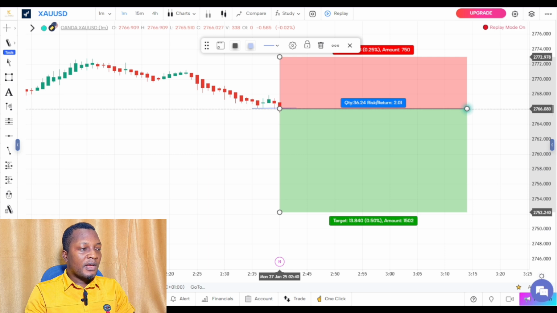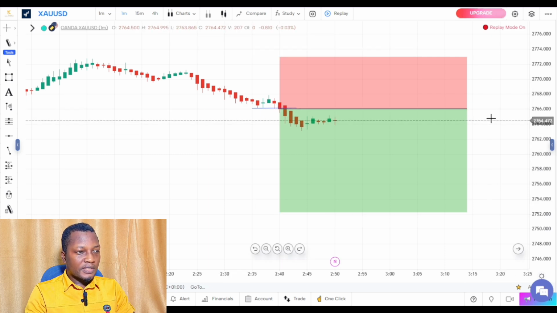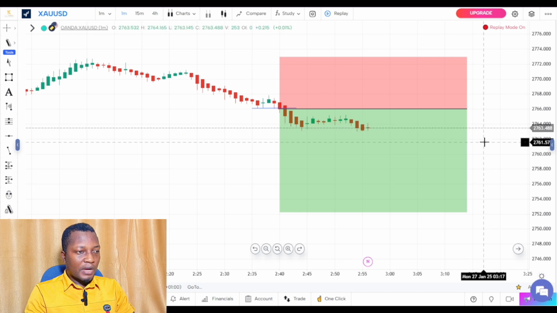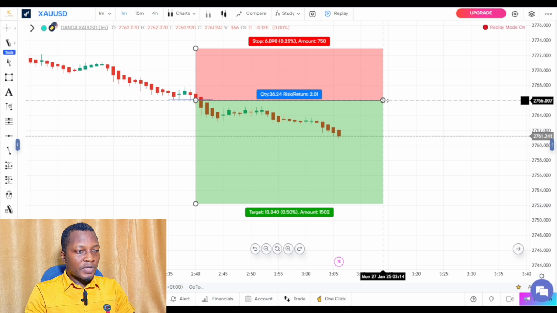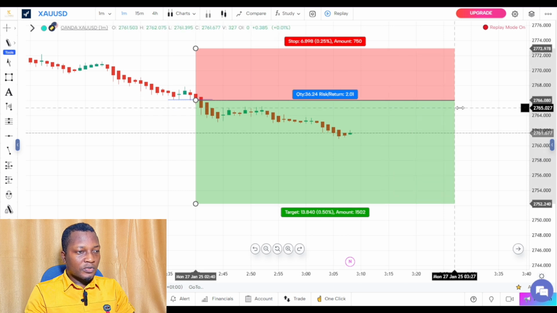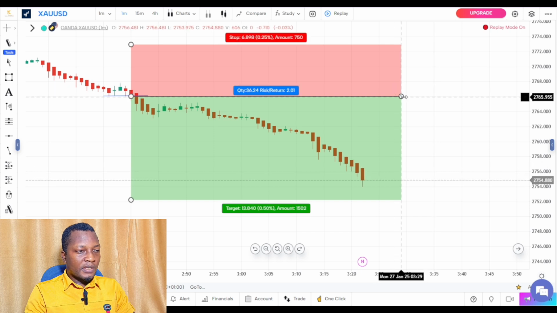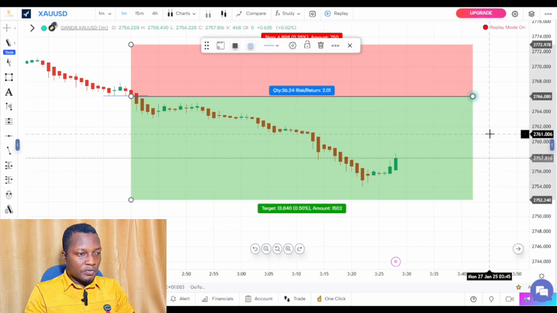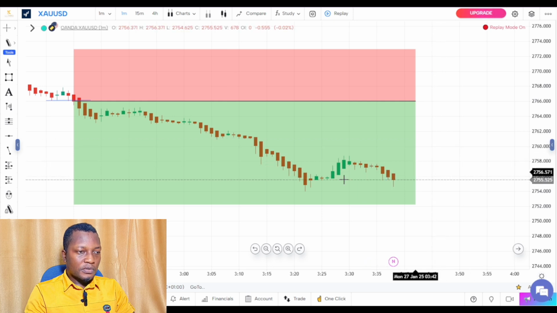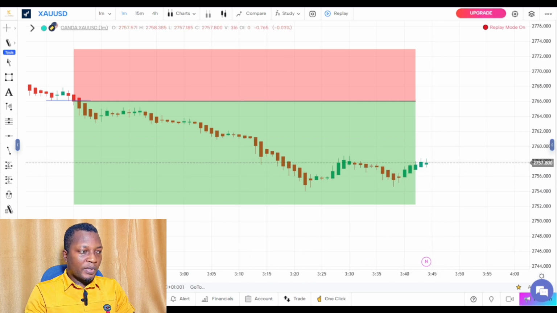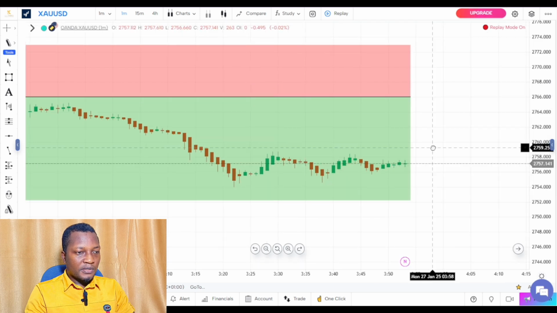So let's just see how the market plays out right about this time. Now our trade has been triggered, and we are on. Let's see what's going to happen on this trade. Now the trade is looking good, it's looking very good. And I guess right about this time we'll be hitting our TP.